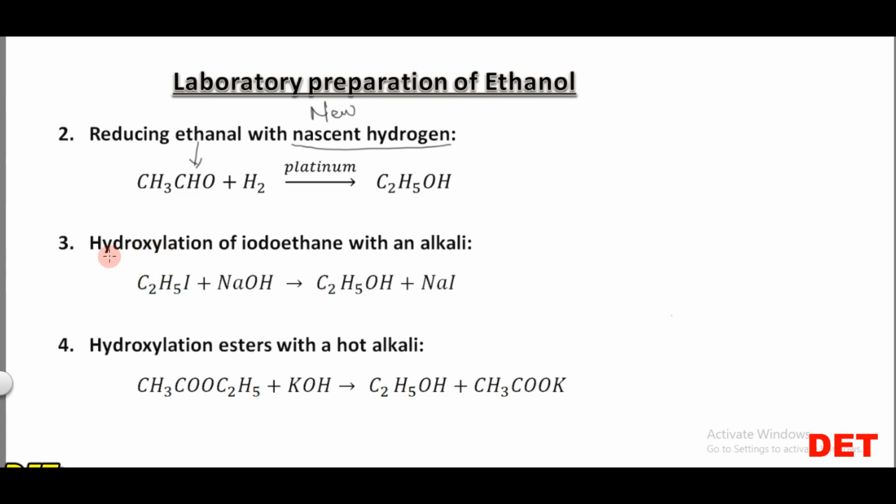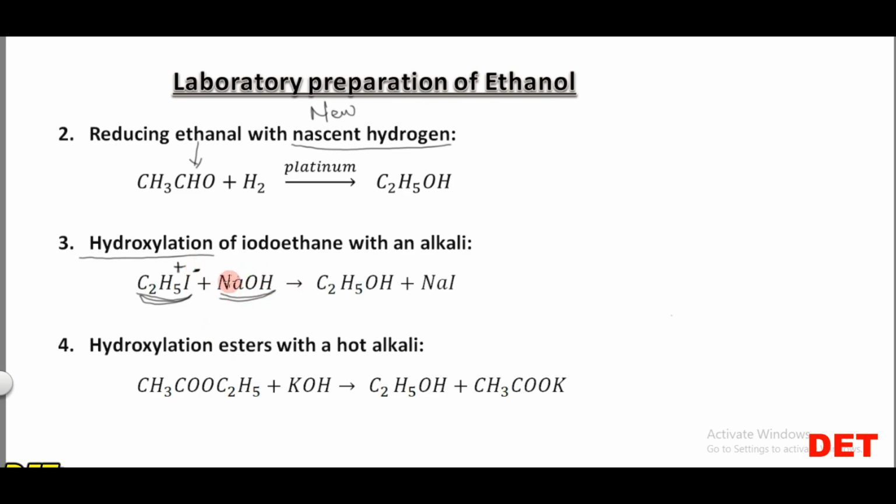Alright, then the third way in which ethanol can be prepared in the laboratory is by hydroxylation of iodoethane with an alkali. Alright, so this is iodoethane. And this is sodium hydroxide, which is an alkali. So when you react iodoethane with sodium hydroxide, the reaction is referred to as what? Hydroxylation. Alright, because when this ionizes, so to say, it will ionize to form a positive ethyl ion and a negative iodide ion.